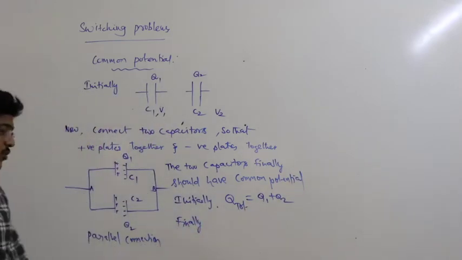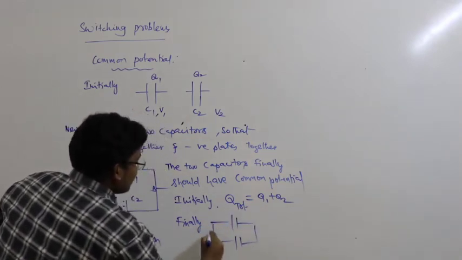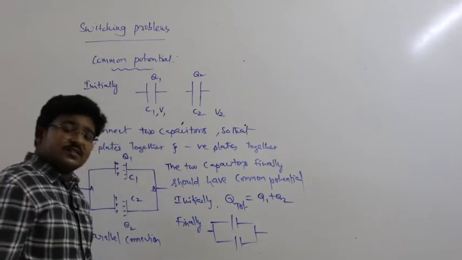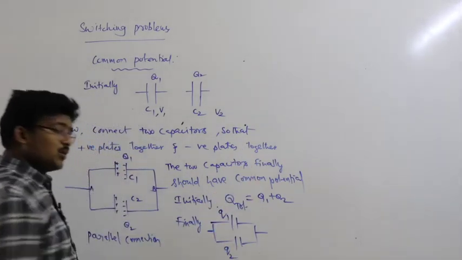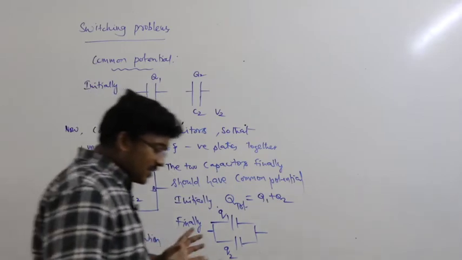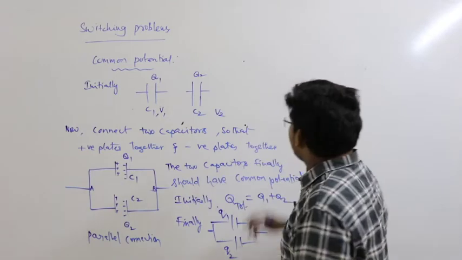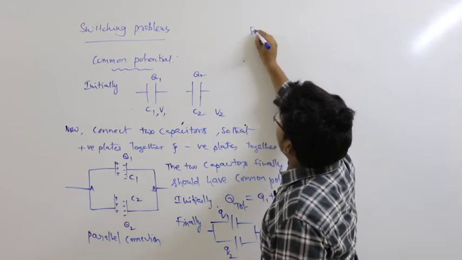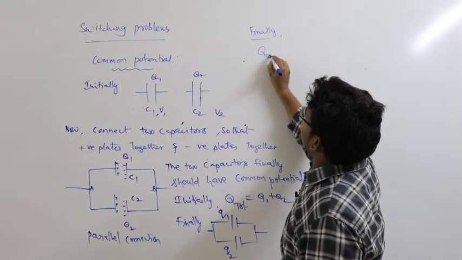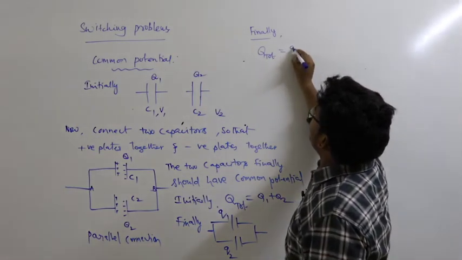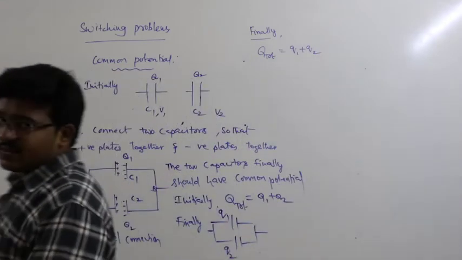I can take the circuit like this. When some common voltage is there, the charge of the first one is Q1, the charge of the second one is Q2. And I can say that surely the final total sum of the charges must be the same. Means finally also the total charge must be equal to the charges present on individual capacitors.